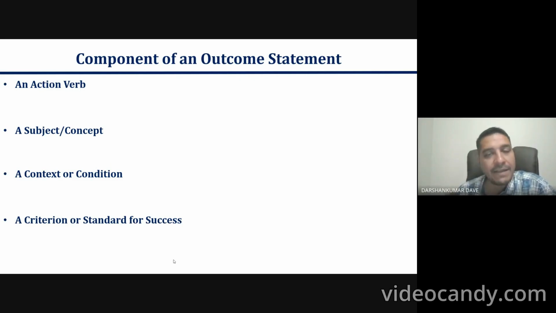First and second are very much necessary. Without an action verb and without a subject or concept, an outcome statement cannot be designed. The context or condition is also mostly expected. Criteria or standards are rarely included in the majority of outcome statements. But if you include that, it helps the teacher or the faculty very much in the process of assessment.